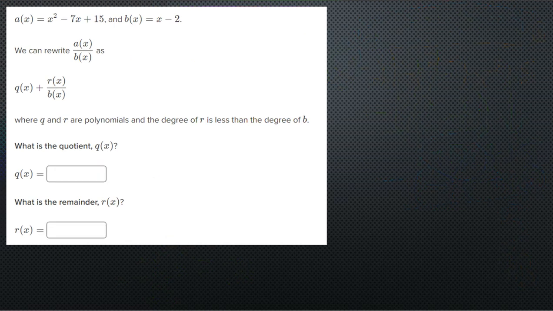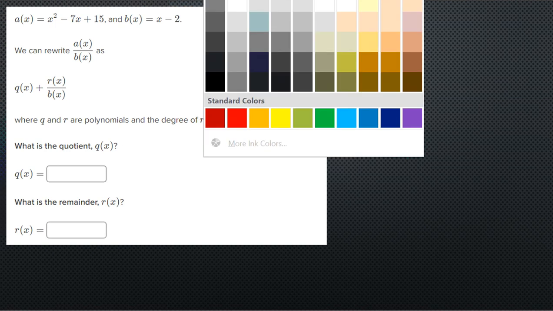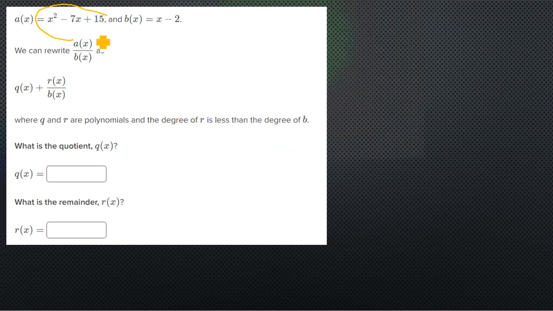Okay, so here's our problem. Remember what we do. We take our piece here, our dividend, and we write out just the coefficients. So it's 1x squared. So I'm going to write a 1. And then it's minus 7x, so I'll write a negative 7, and then I'll write plus 15. Now notice I don't have any missing terms here, so I don't need to put any zeros this time. Now remember in this case, our divisor has a minus 2, so switch the sign.